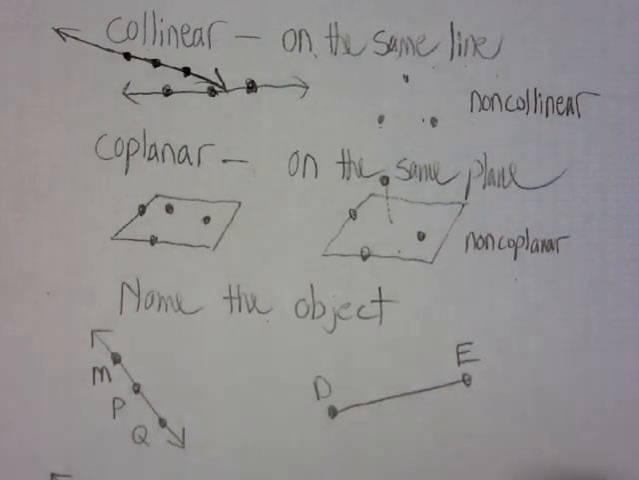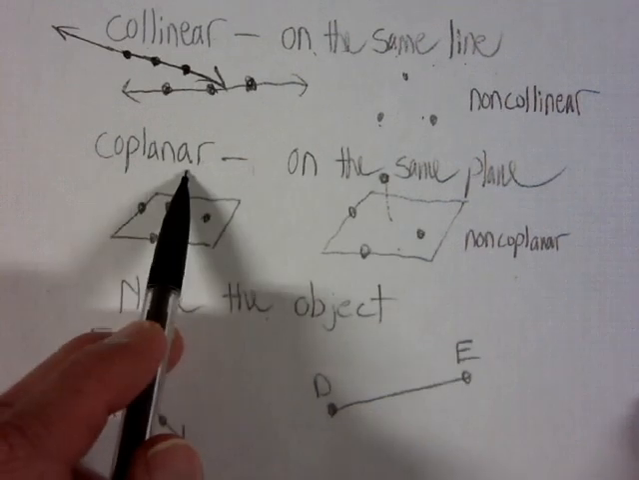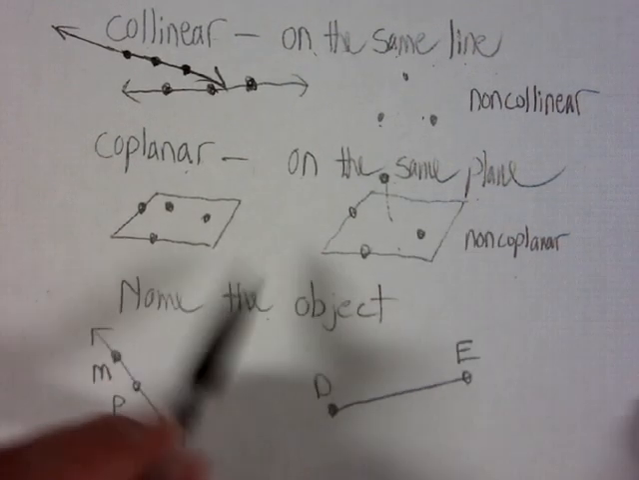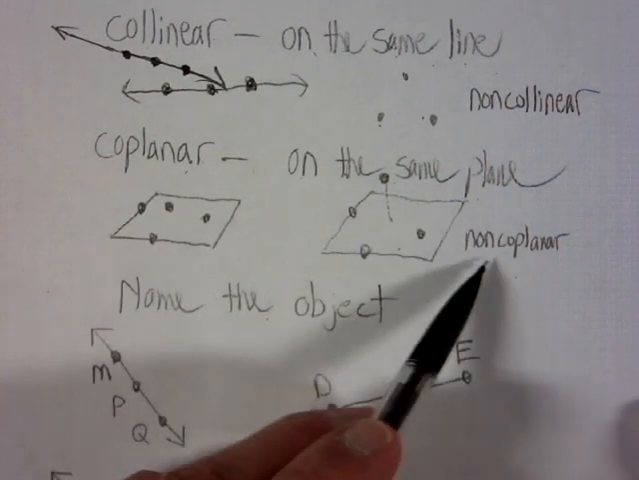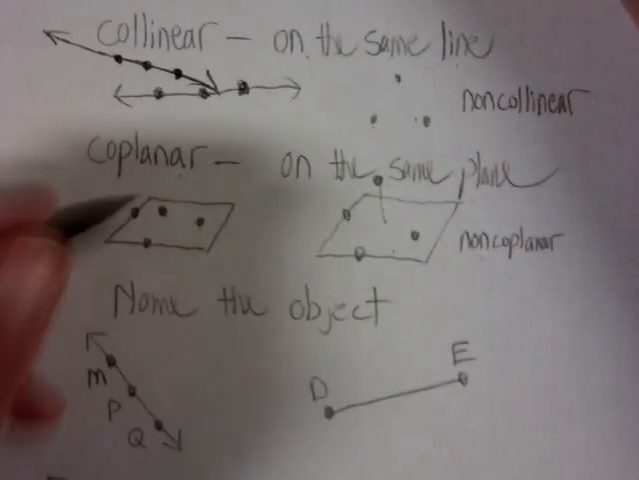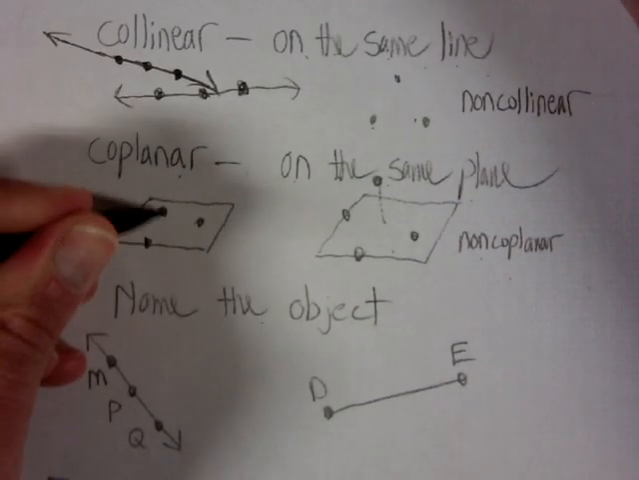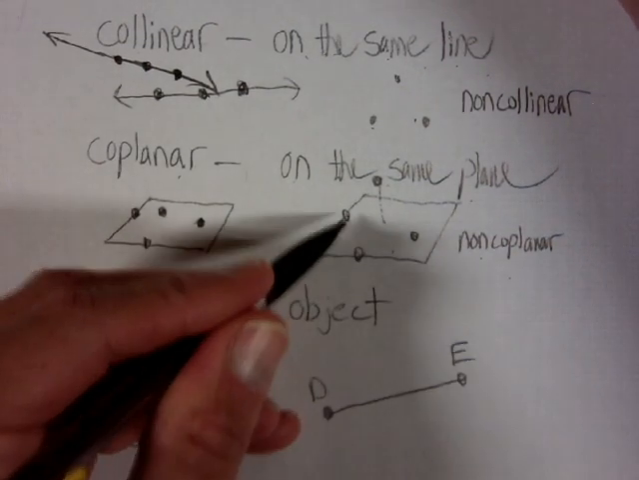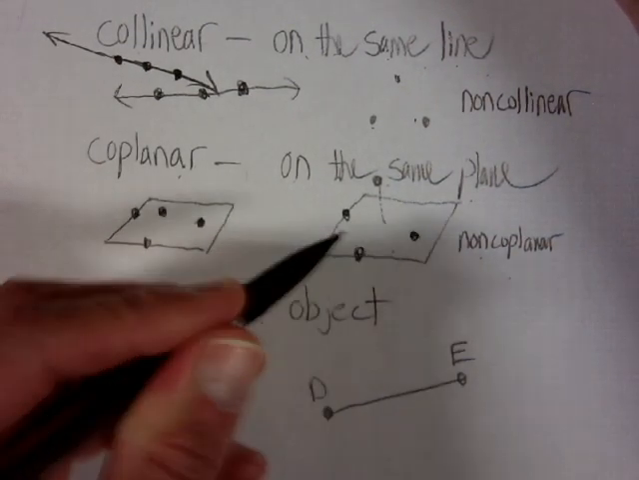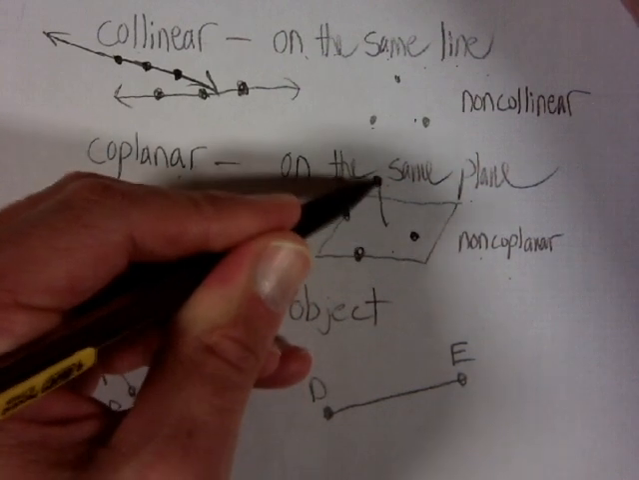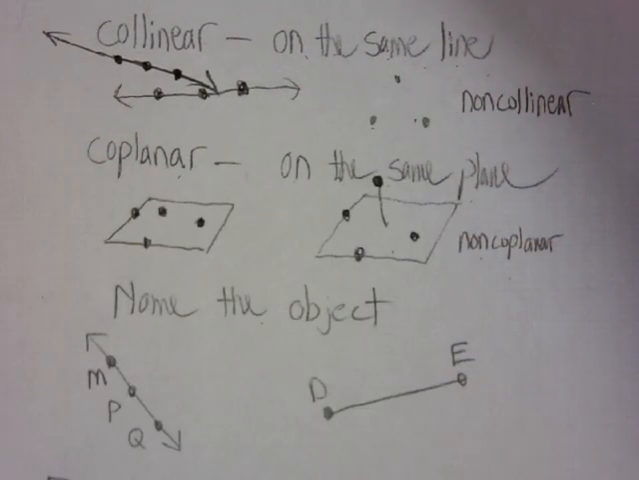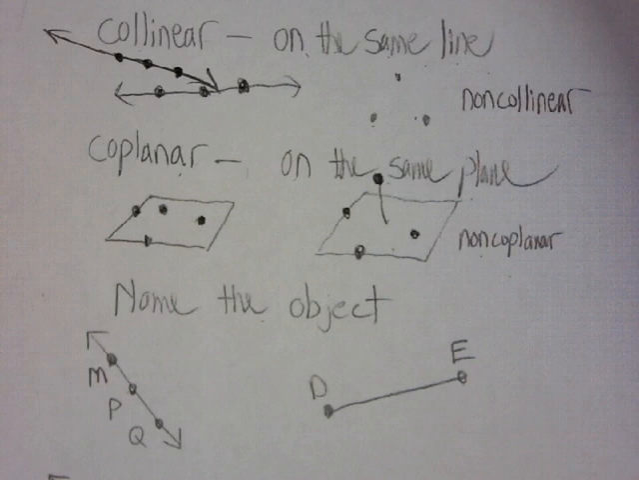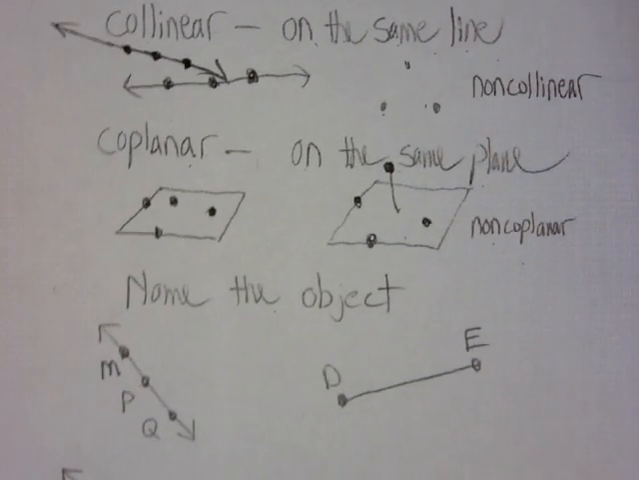And likewise, another word, coplanar, on the same plane. And then, of course, non-coplanar would be not on the same plane. All right, so these 4 points are coplanar. They're on the same plane. However, if I have these 3 and then the 4th dot is up in the air above it like this, that's non-coplanar. They are not in the same plane. All right?